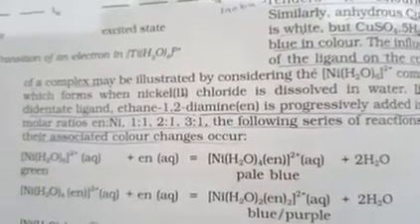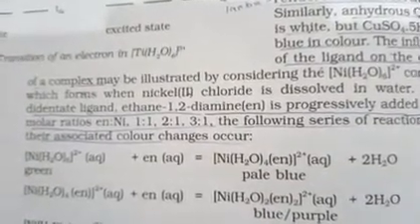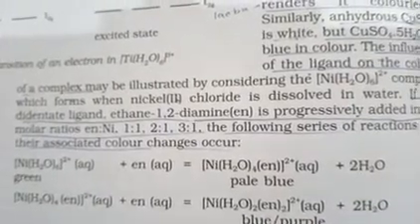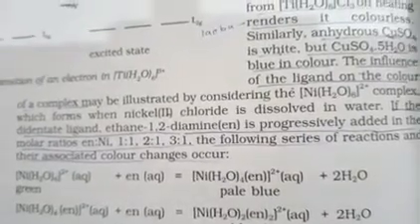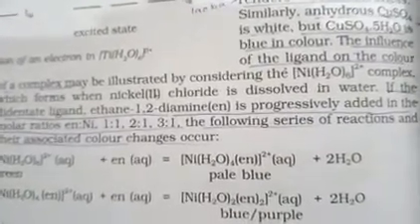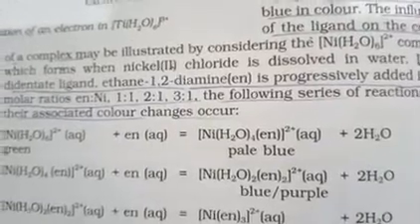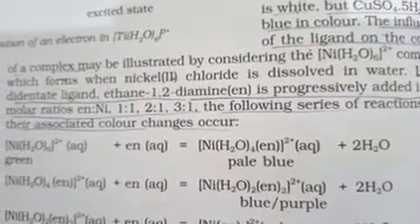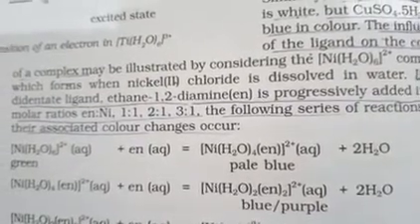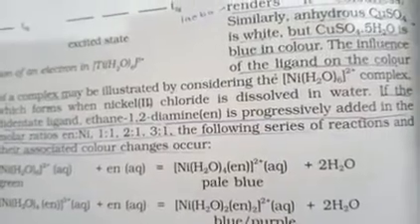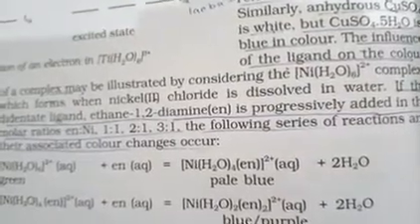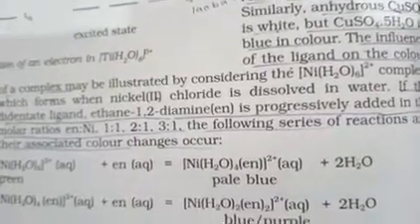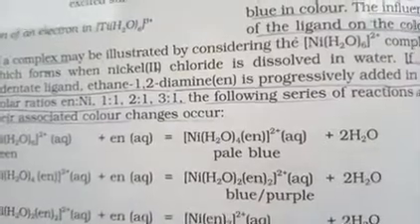If you have taken [Ni(H2O)6]2+, that is green. If you add en, ethylenediamine, then it becomes pale blue. Like this one, if you add more en to the nickel(II) complex, then you will get blue, purple, and so on. Like this, addition of these ligands will automatically change the color of the complexes.